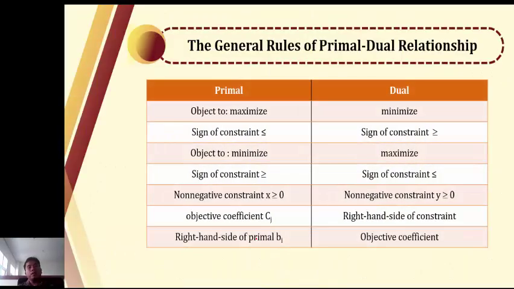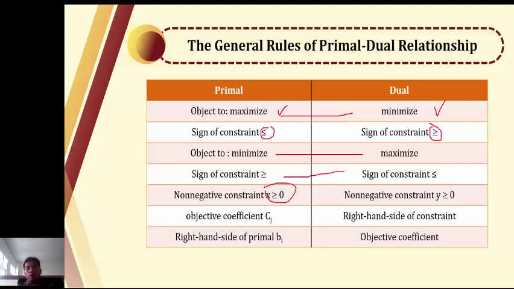Alright, these are the general rules of the primal-dual relationship. If the objective function in the primal is maximization, then the dual should be minimization. If the sign is less than or equal to, then in the dual it should be greater than or equal to, and it is vice versa.